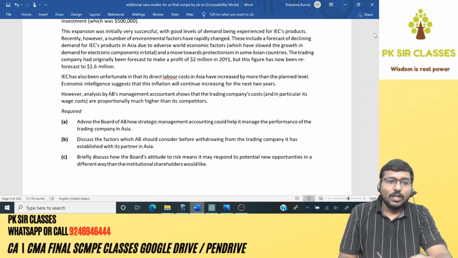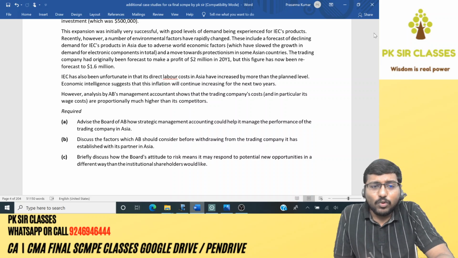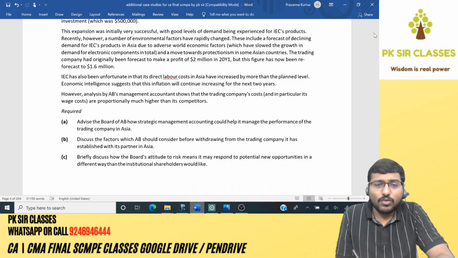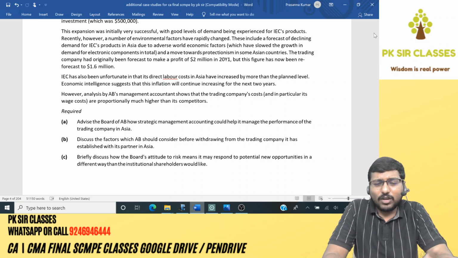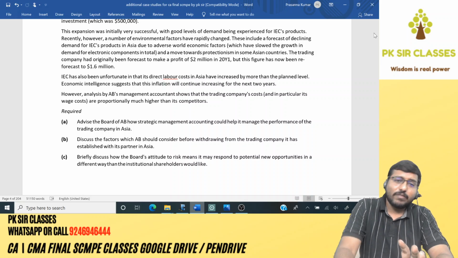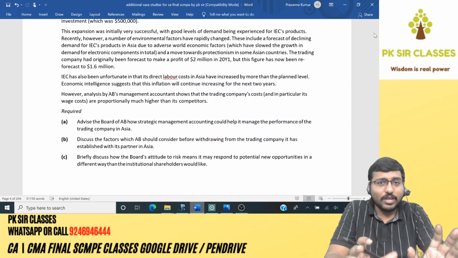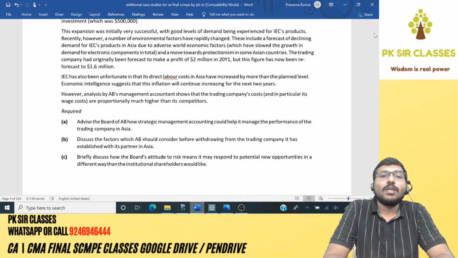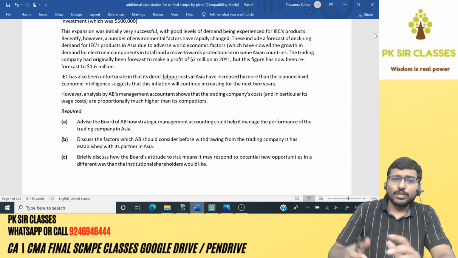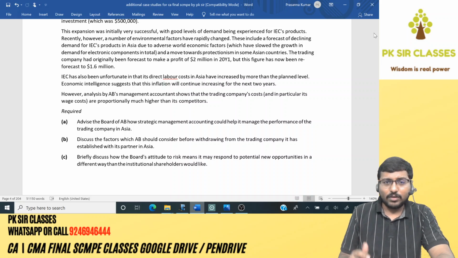Okay. So the first one is, as you can see, advise the board of AB how strategic management accounting could help it manage the performance of the trading company in Asia. Strategic management accounting is nothing but strategic cost management for us. The first chapter, intro to SCM. This case study is based on the intro to SCM chapter. Normally, what we'll do is straight away look at the solution for A and then try to recollect it or understand it.